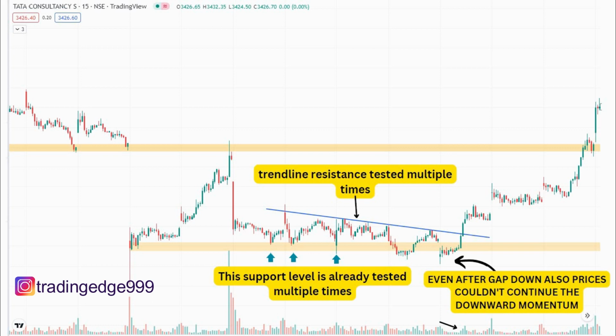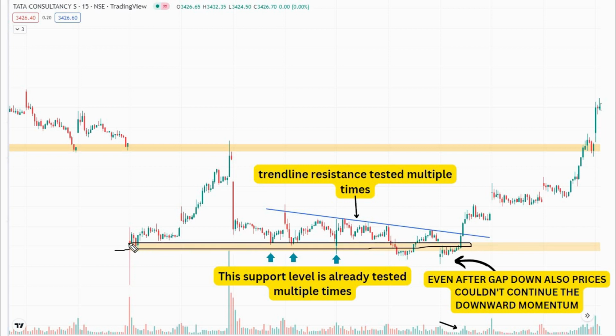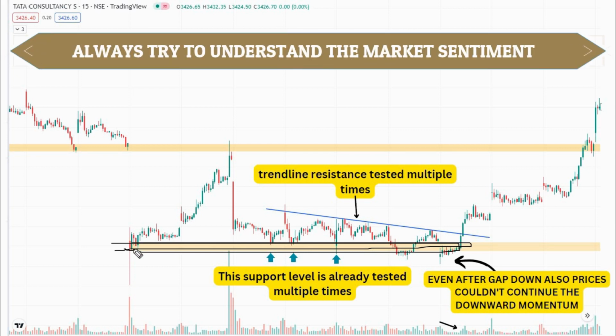See, this is the chart of TCS on 15 minutes time frame. Okay, now see, from here prices have gone down aggressively towards the downside, but at these zones, what happened? Prices have stopped moving towards the downside. Why? Because buyers have defended this level very, very aggressively. That's why from here first time we saw a sharp upside movement.